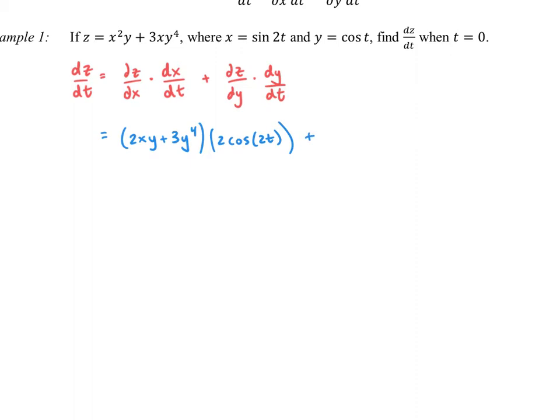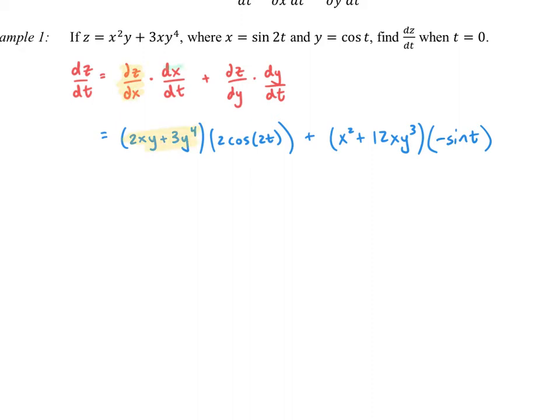The next part is the derivative of z with respect to y. So we have x squared plus 12xy cubed. And then we're going to multiply by the derivative of y with respect to t, which is going to be negative sine of t. So let's take a minute just to make sure we're organized here. The derivative of z with respect to x is here.